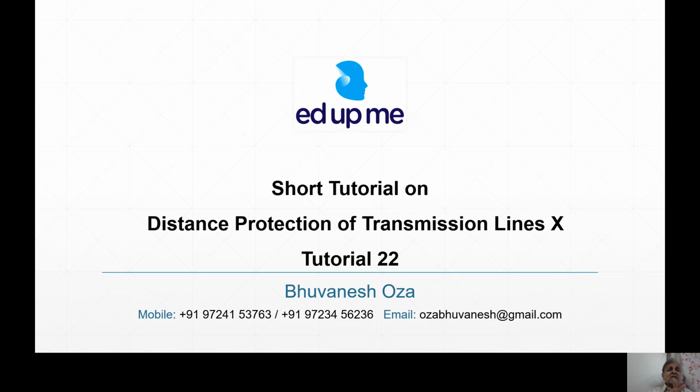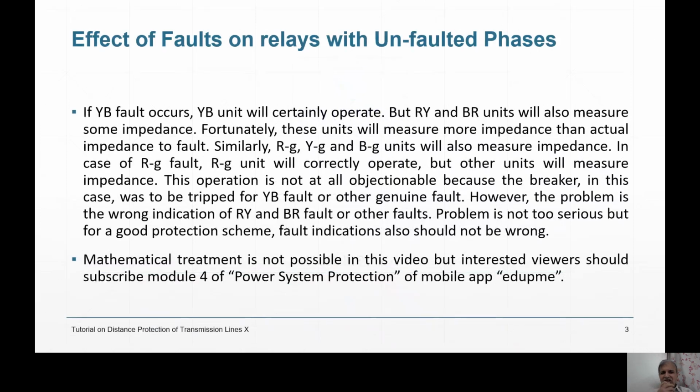Problems in distance measurement means the distance relay is supposed to measure the impedance from the relaying point to the fault point, but it does not correctly measure it and it finds many problems. So we are discussing one more problem in that: the effect of faults on relays with unfaulted phases.